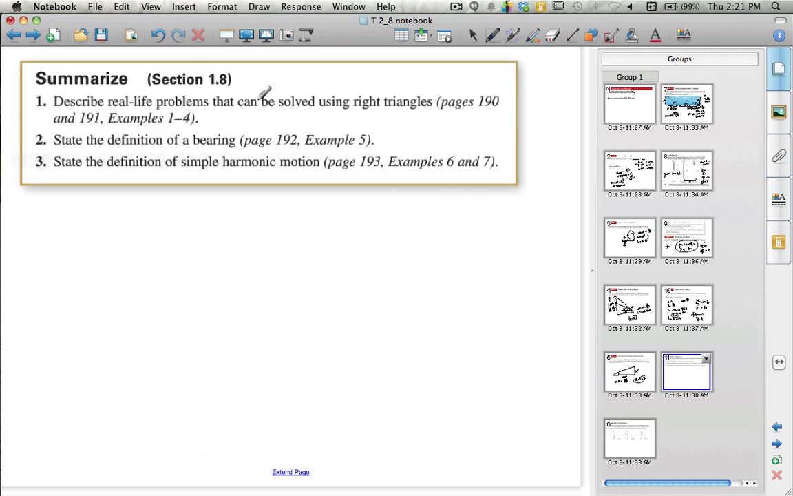Okay, so that's it for this section. We worked on real-life problem solving using right triangles. We talked about the definition of bearing. Remember, we're always measuring angles from the y-axis when we're talking about bearing, and so we've stated the definition of bearing, and we went through simple harmonic motion.